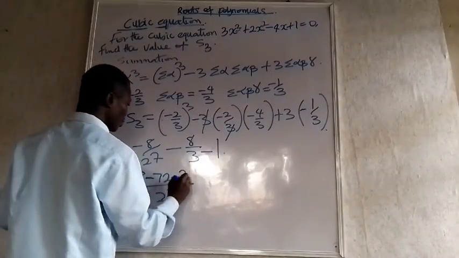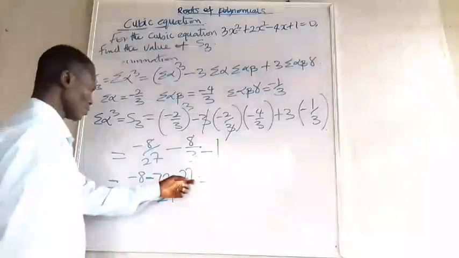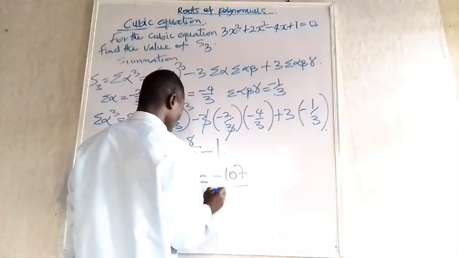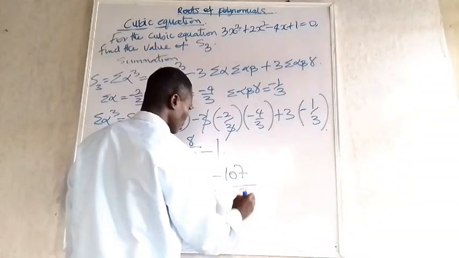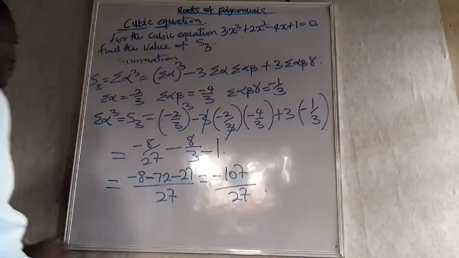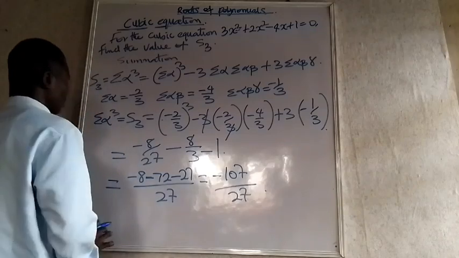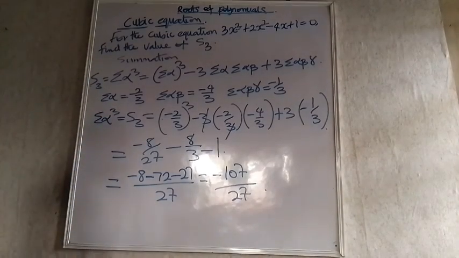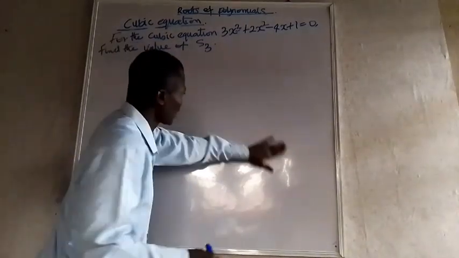Minus 27. So this is minus 107 divided by 27. So we have minus 107 divided by 27. Now let us use recurrence to solve it. Now let's use recurrence.